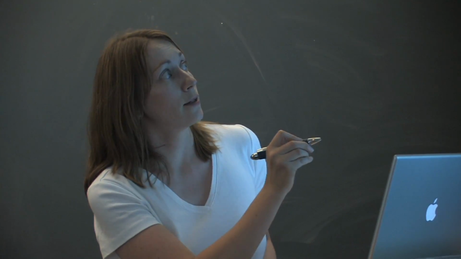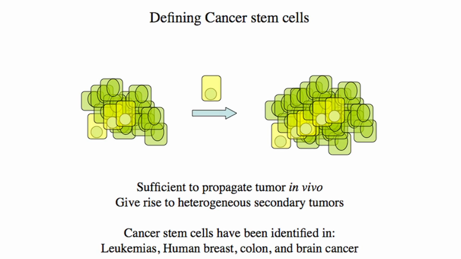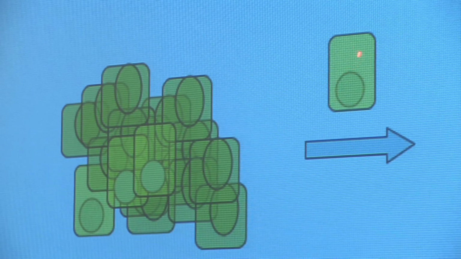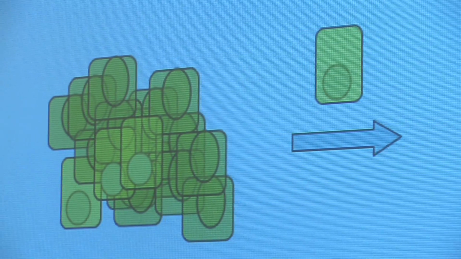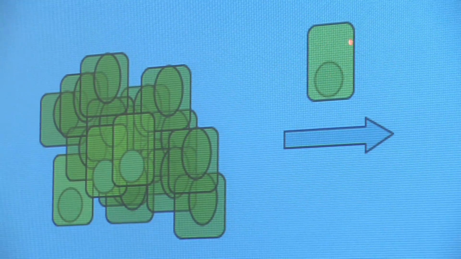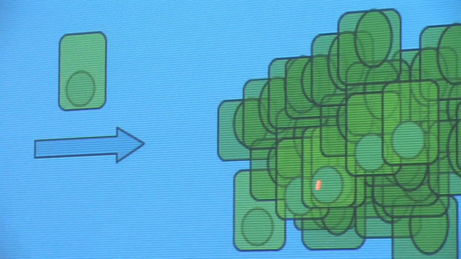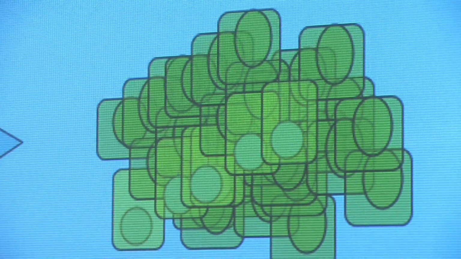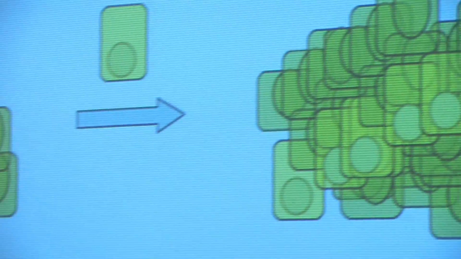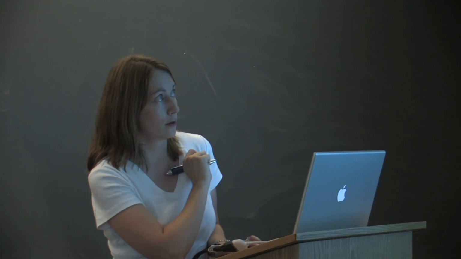So in identifying a cancer stem cell, what many other groups have been able to do is to take a patient sample, a tumor, and make a single cell suspension of that tumor, and isolate only usually a very rare fraction of cells, and show that these cells alone are able to give rise to what we call a secondary tumor. And this has been shown for leukemias, breast cancer, colon, and brain cancers in patient samples.